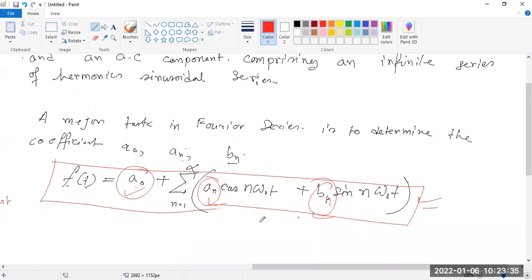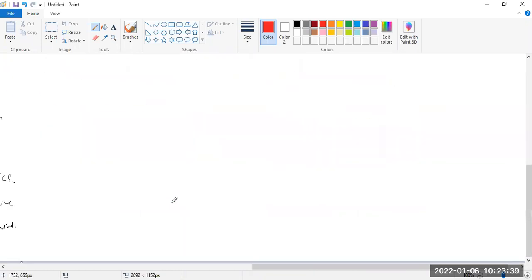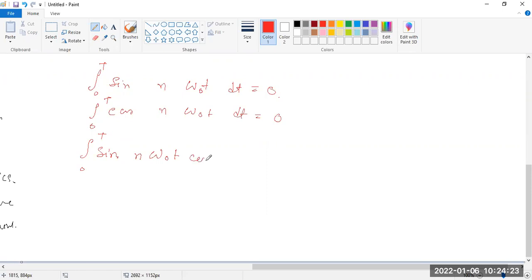So guys, if you have any question, then you may ask me. In some examples, you have to write down these formulas. The integral from 0 to T of sine n omega 0 t dt is 0. Another thing, the integral from 0 to T of cos n omega 0 t dt equals 0. Then the integral of sine n omega 0 t cos m omega 0 t dt is also 0.